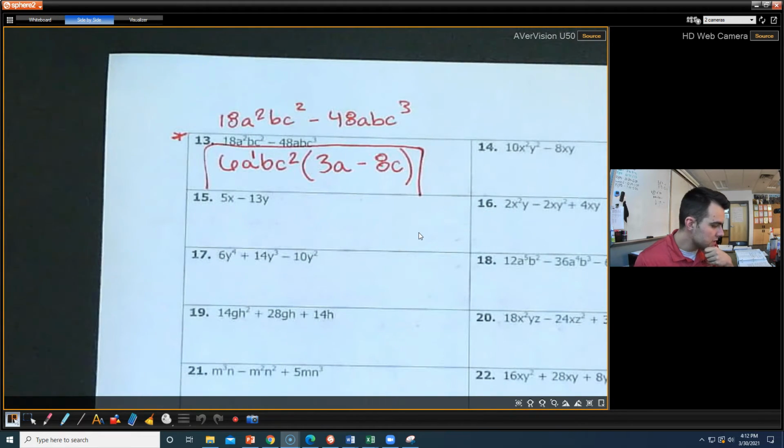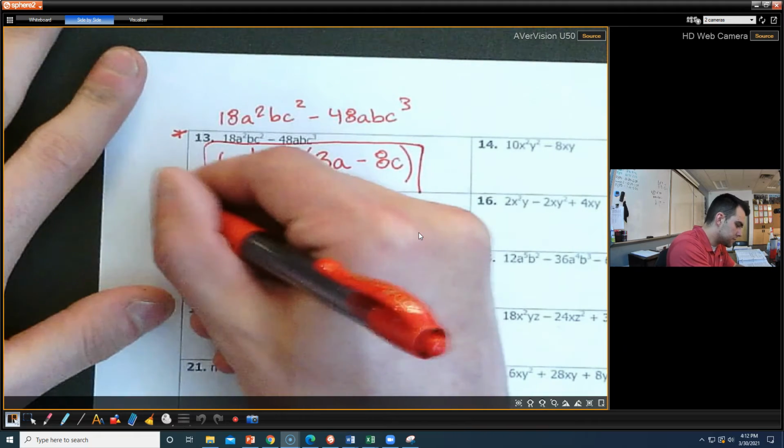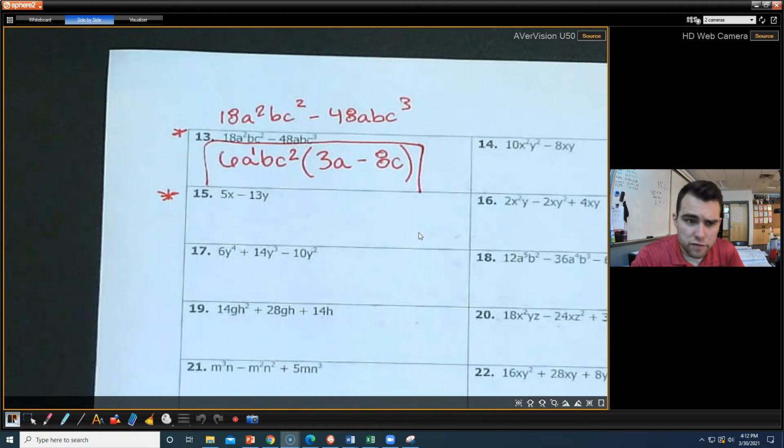Okay, let's look at 15 real quick. So let's start with the coefficients. 15. Let's see, between 5 and 13. Well, those numbers actually are prime numbers, so they don't have anything in common other than 1 and themselves. Okay, what about the variables?